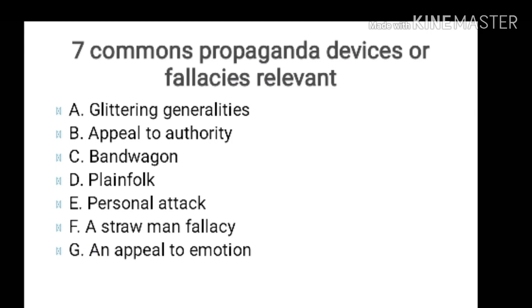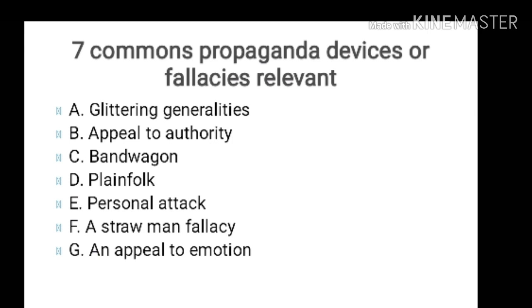The fifth point, personal attack. Personal attack is a technique of attacking the opponent with name calling rather than addressing the issue at hand. This is the opposite of appeal to authority.